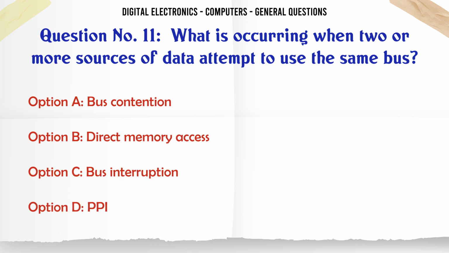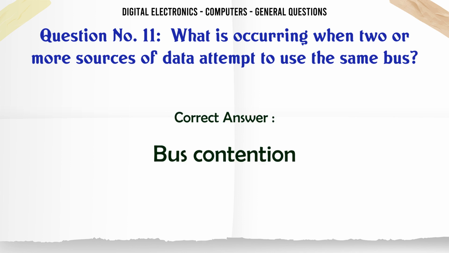What is occurring when two or more sources of data attempt to use the same bus? A. Bus contention. B. Direct memory access. C. Bus interruption. D. PPI. The correct answer is bus contention.